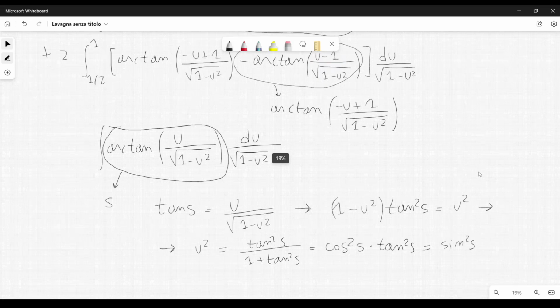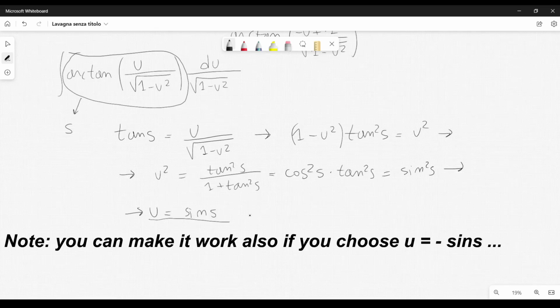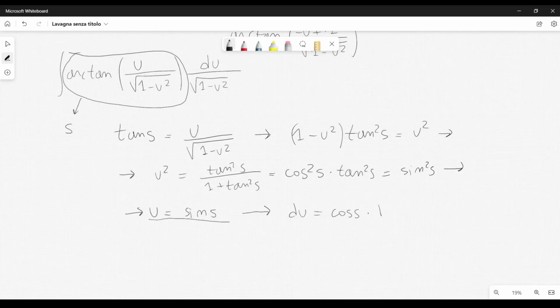And from here, we can choose for the variable u this solution, u equal to sine of s. You have to be careful here, because when you take the square root, you have either a plus or a minus sign. I will skip some details here. If you want, you can do your own exercise and try to understand more in depth this step. But anyway, if you go on, the differential of u is equal to the cosine of s times ds.